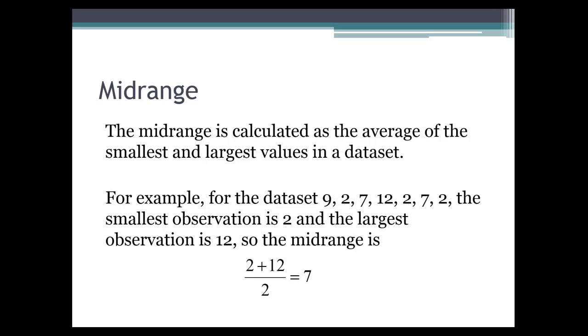Mid-range, you might not have seen this before. It's just the average of the smallest and largest values in the data set. So here, the smallest is 2 and the largest is 12. Take the mean of those two: 2 plus 12 is 14, divided by 2 is 7, so that's the mid-range. And I catch myself, I actually used the word average here, that should be mean.